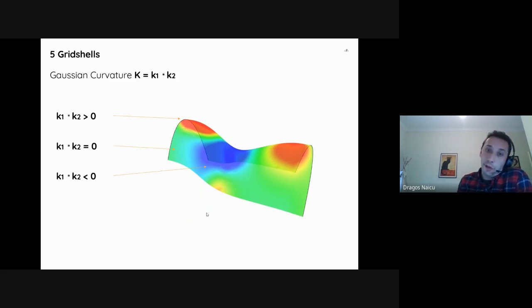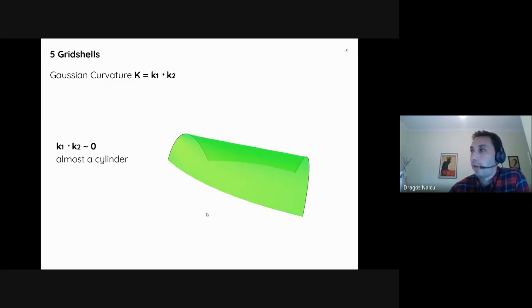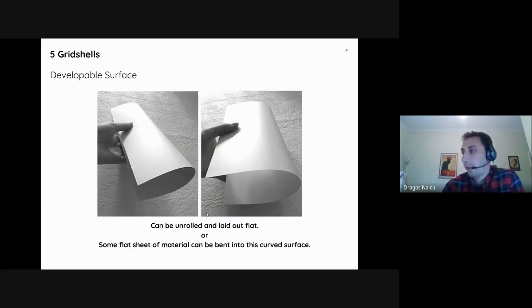The Gaussian curvature is very important because the product of the two of them can be positive, negative, or 0, and this tells us different things about the surface. If the product is positive, you have a dome type surface. If the product is negative, you have a saddle type surface. And if the product is 0, you have a developable surface, which is like a cylinder or a cone, which is very important for practical purposes because it can be unrolled and laid out flat, or thinking in the other direction from the process point of view, some flat sheet of material can be bent into this curved surface.